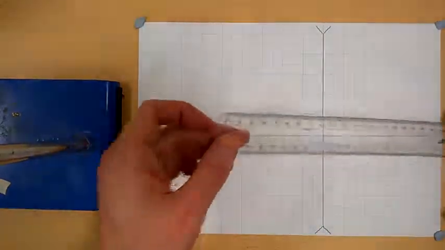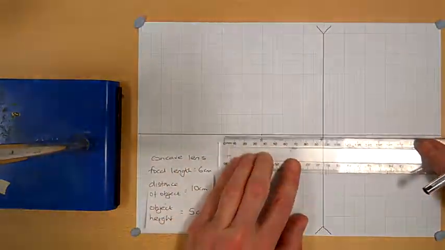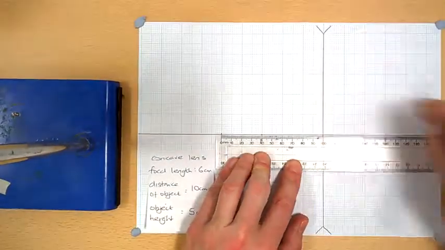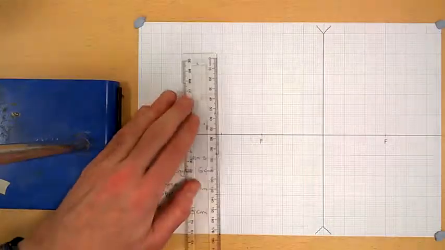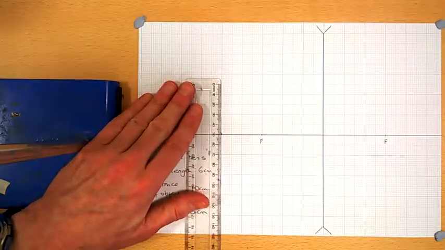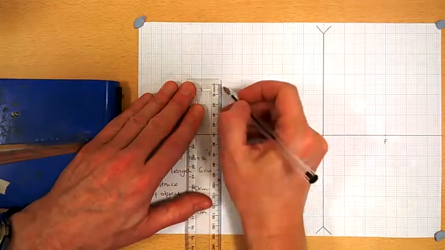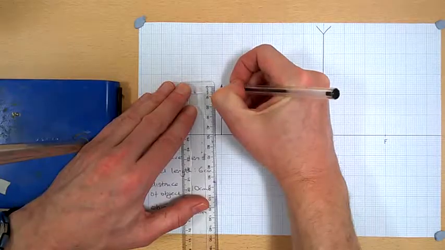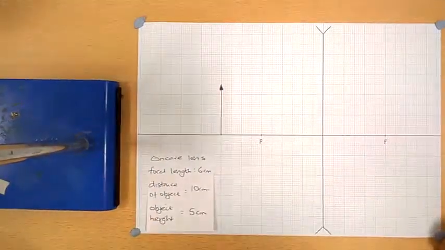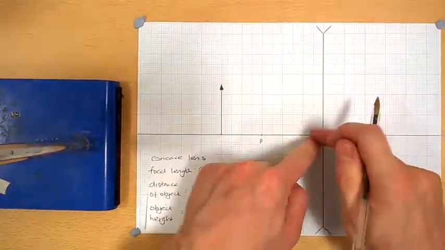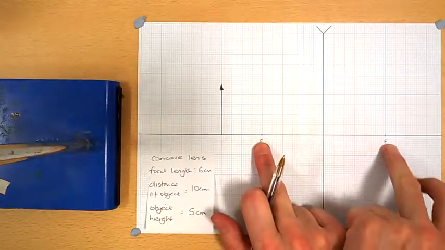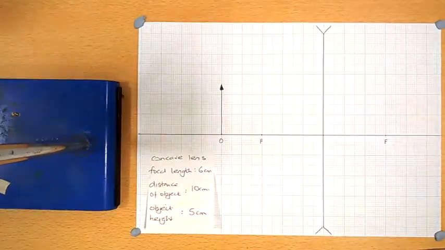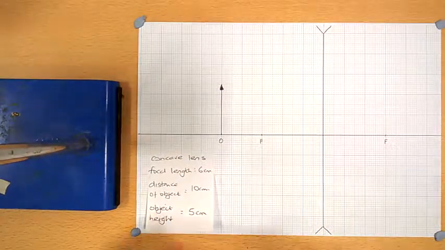I'm putting my object 10 centimeters away, which means it starts there, and I'm giving it a height of 5 centimeters. So again, a nice simple object, just an arrow like that. Okay, so concave lens, axis, focus, focus, and object there. So we're all ready to put on our rays of light.